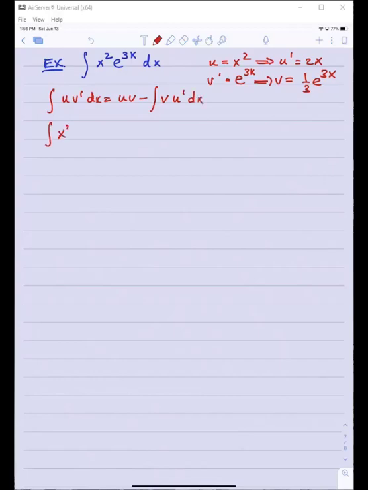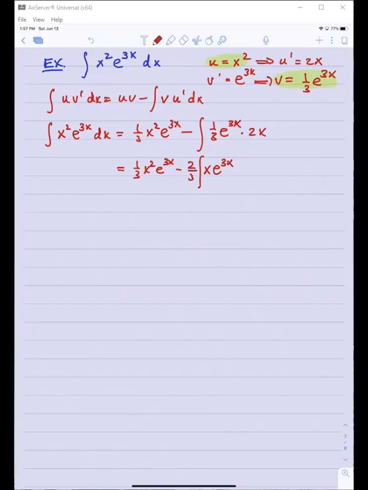So in this case, the integral of x squared e to the 3x is going to be equal to uv, so 1/3 x squared e to the 3x, minus the integral of v, which is 1/3 e to the 3x, times u prime, which is 2x. Okay, which gives me 1/3 x squared e to the 3x, minus 2/3 times the integral of x e to the 3x. All right, so what sort of integral are we left with here? Well, it's an integral of x e to the 3x with respect to x. Okay, what do I do with that?